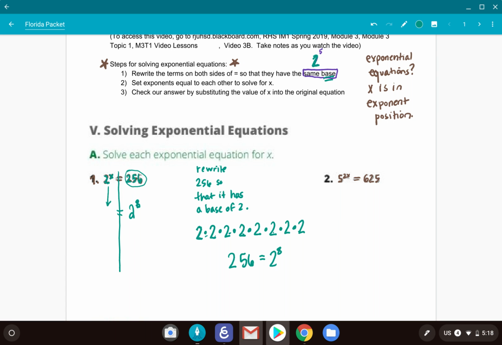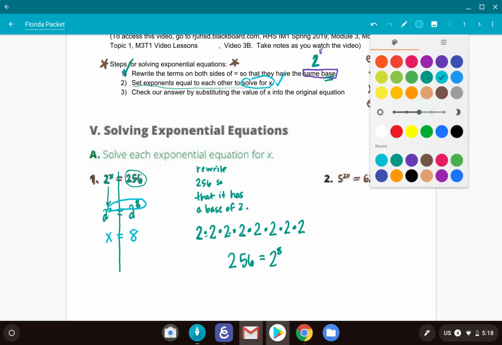And then just bring down what's on the other side of your equation. The next thing you're going to want to do is set the exponents equal to each other. So we'll take our exponents and we'll set them equal to each other. x and 8. So x equals 8. Sometimes you'll have to then solve for x because you'll be left with an equation that doesn't give you the exact value for x. But in this case, we're left with just x equals 8. So that's our solution.